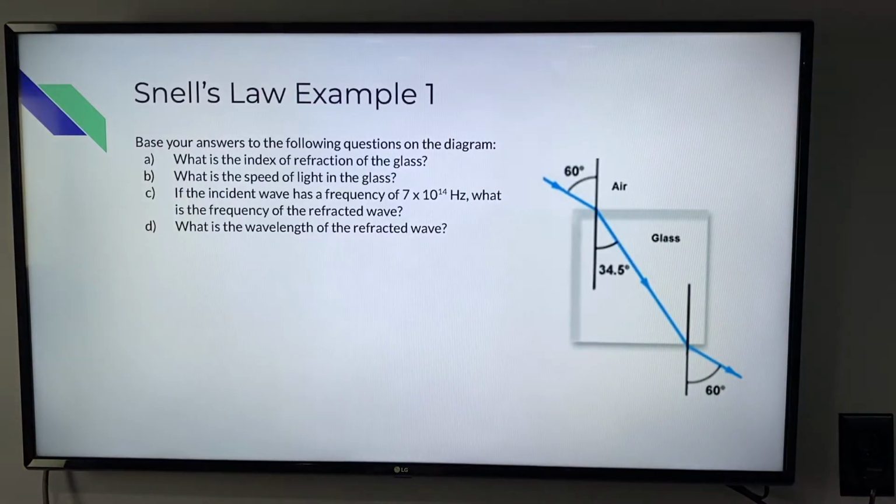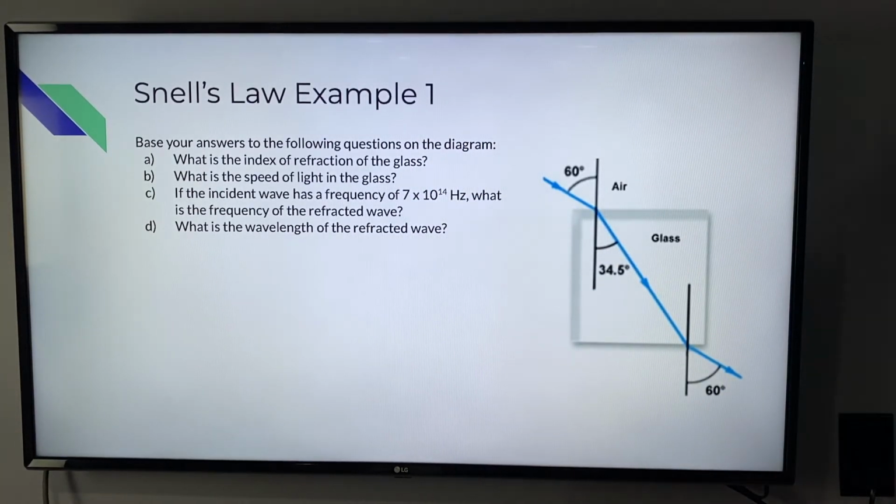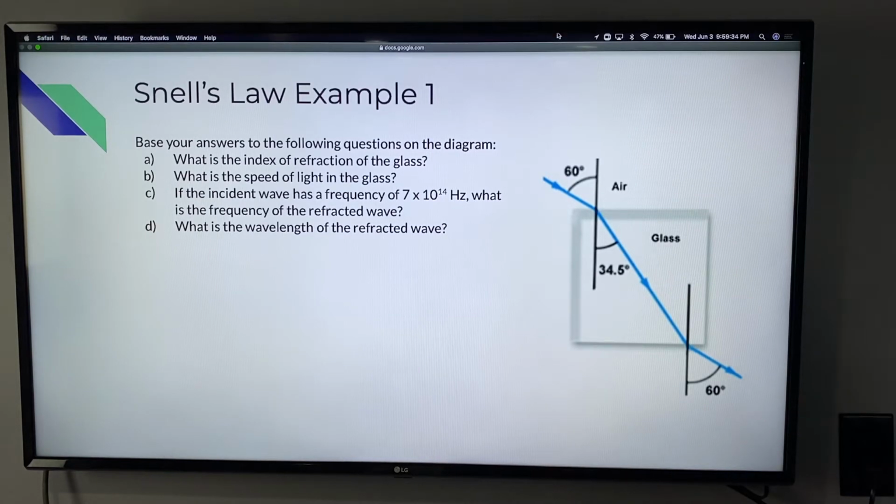Okay, so what do you think? You guys ready for some examples or what? I think I'm ready. Here is Snell's law, example 1.